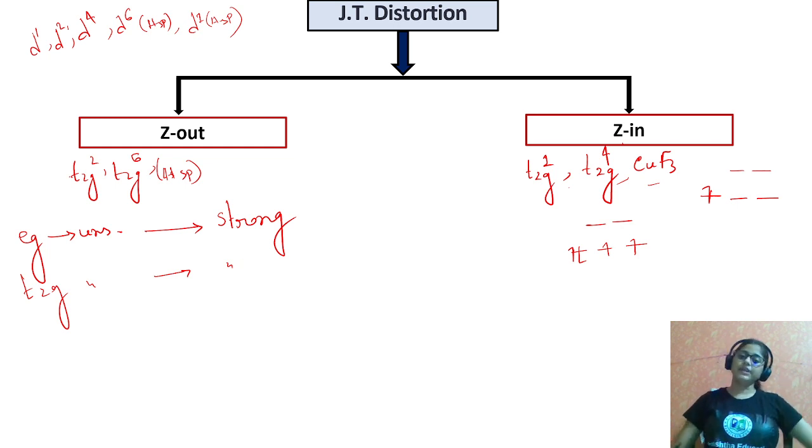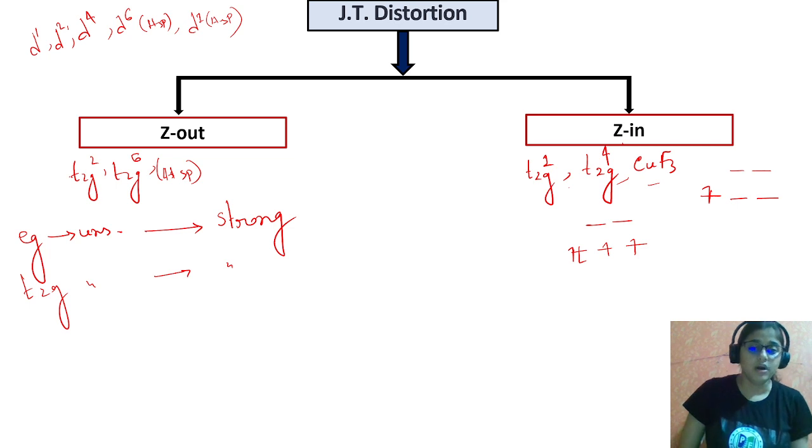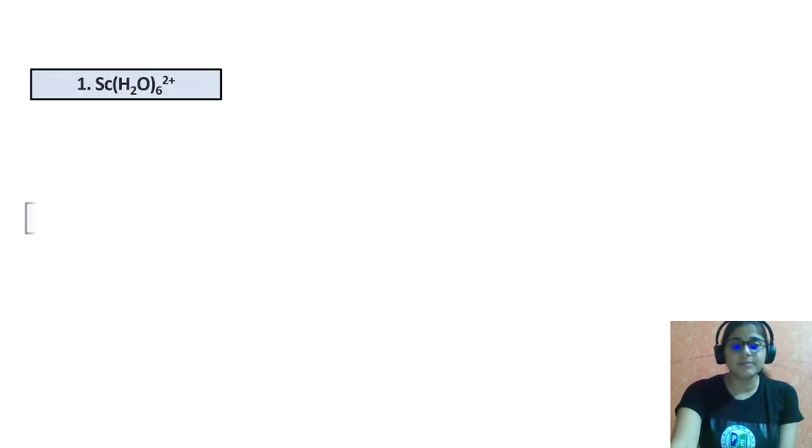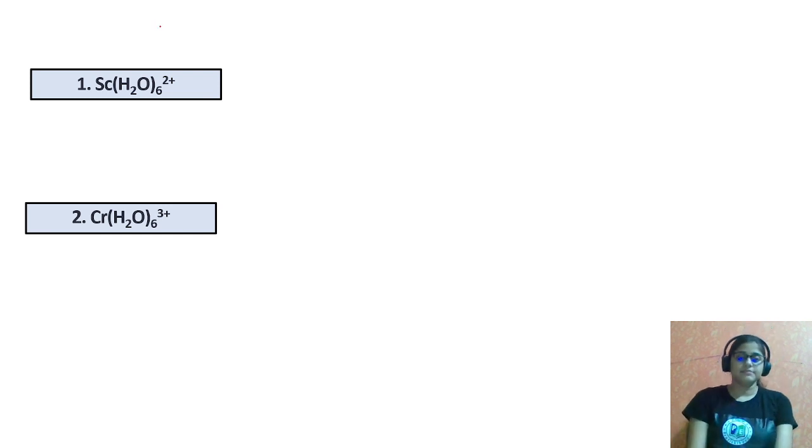Which one is showing the Z in? So T2G1 and T2G4. Okay, and CuF3 you can remember. And the rest are showing Z out. And in which case is the distortion more or strong? Whenever EG orbital is unsymmetrically filled, like copper 9, strong distortion is seen, and whenever T2G orbital is unsymmetrically filled, that time lower Jahn-Teller distortion can be seen. Okay, let's take some examples and understand this.